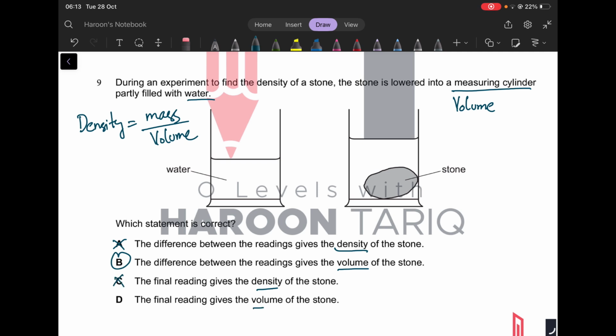The final reading gives us the volume of the stone? No. That would not be the volume of the stone. Basically, the final reading would be volume of the stone plus water. We need to subtract the water's volume, basically the initial volume, to get the volume of the stone. B is the correct answer.